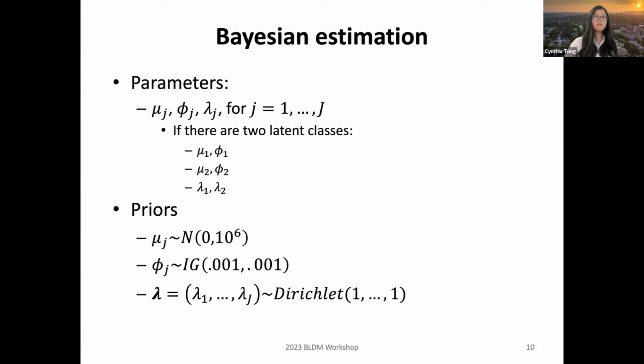If there are 2 latent classes, then we have mu1, phi1 for class 1, mu2, phi2 for class 2, and we also need to figure out the probabilities or proportions for class 1 and class 2. What I want to point out here is that this model can be easily generalized to other models.